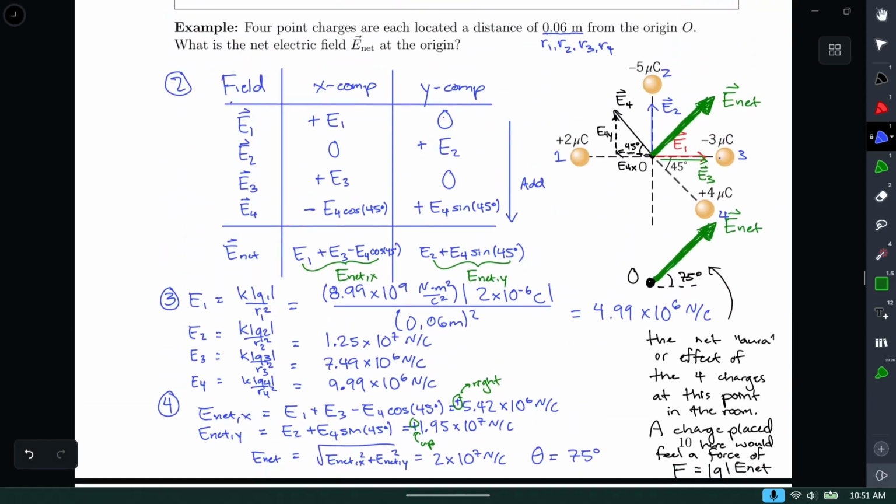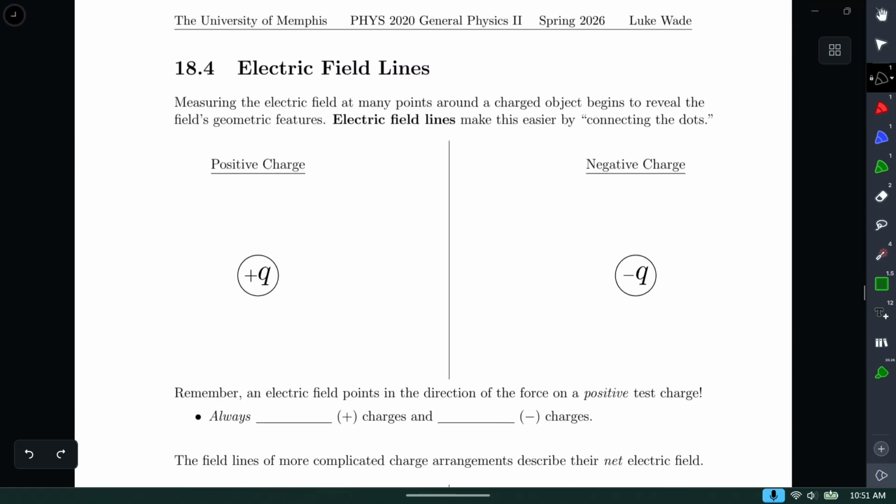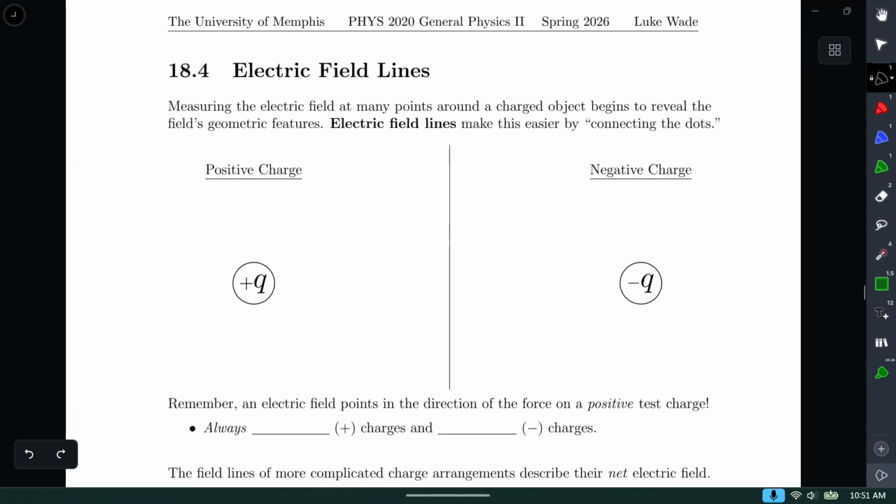I just found the electric field at a singular point in this room. If I wanted to figure out what's going on over here, I've got to do everything I just did again, but for that point. What points away from charges, what points towards, vector addition, all of that stuff. Luckily, some people have done a lot of that work for us already.